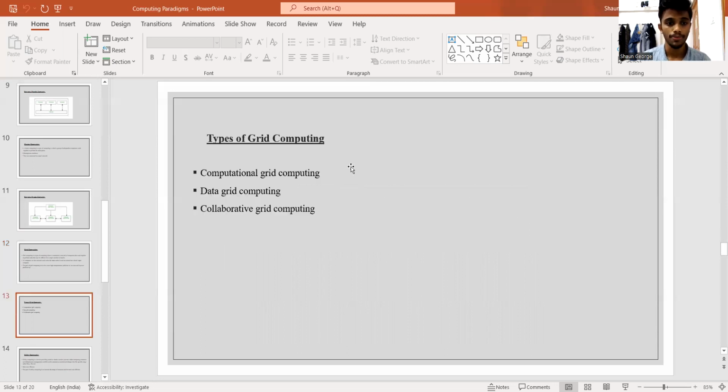Types of grid computing. The first type is computational grid computing. Second one is data grid computing. And the third one is collaborative grid computing.